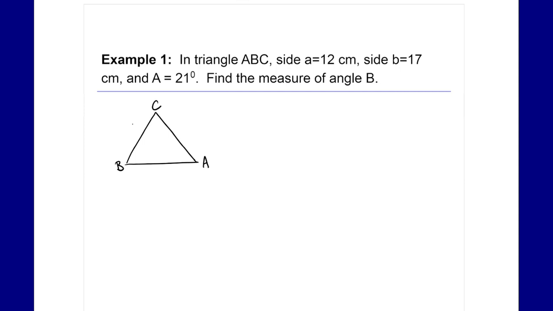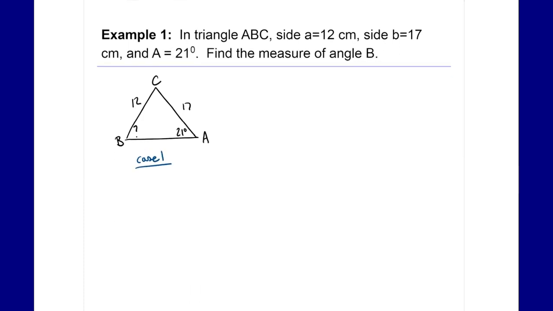Side a is 12, side b is 17, and we know angle A is 21 degrees. Then we're going to look for this angle. It does help if we label it so that one of the angles on the bottom is what we're looking for. So that's the first scenario. This is case 1. Let's go through case 1 first, and we're going to solve for that angle B.